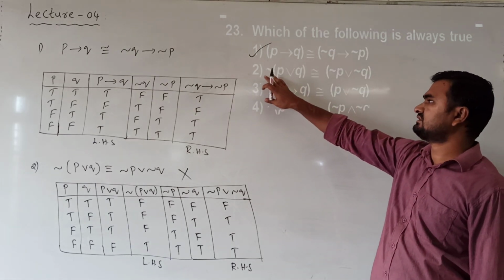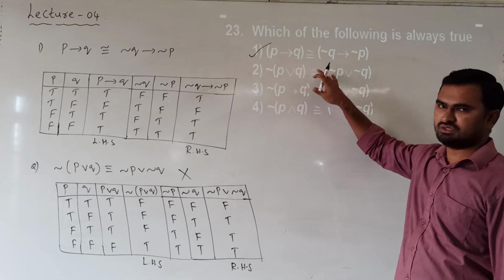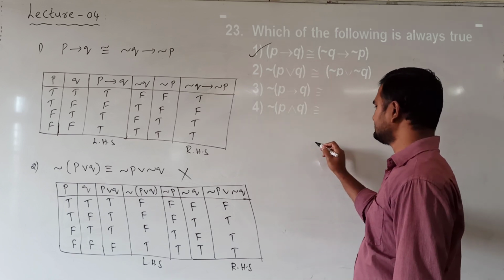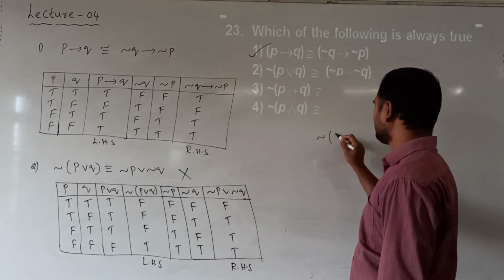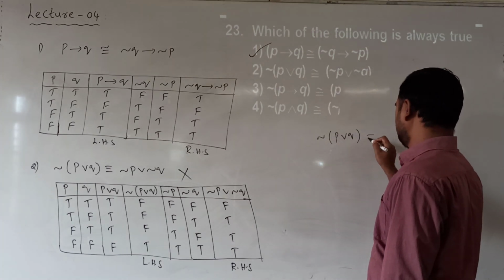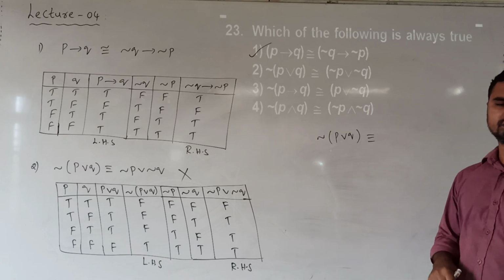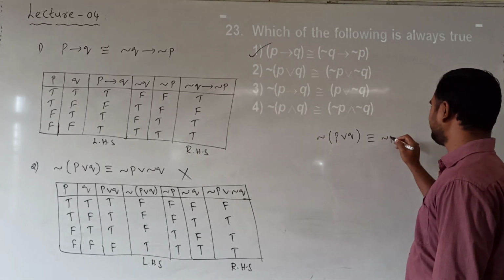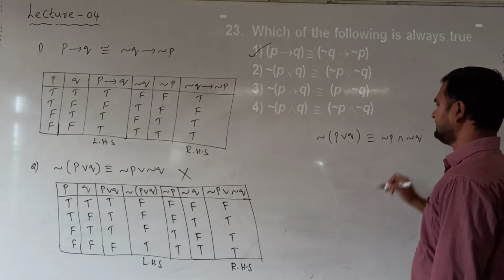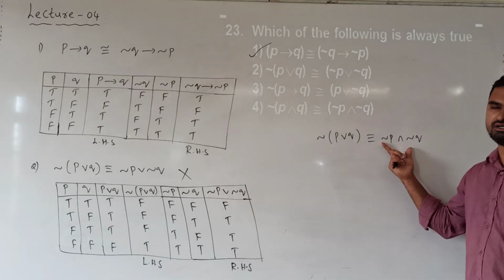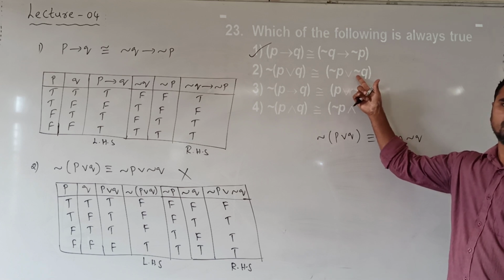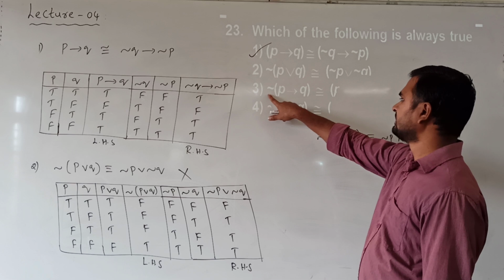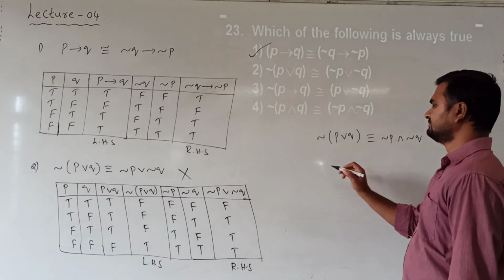Now you can see the second option, negation of P or Q. According to the laws of negation we studied, negation of P or Q is negation P and negation Q. So this is logically equivalent. But here they have given R. So this is false.